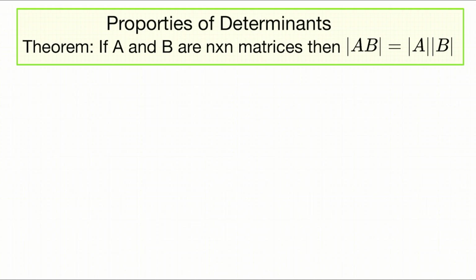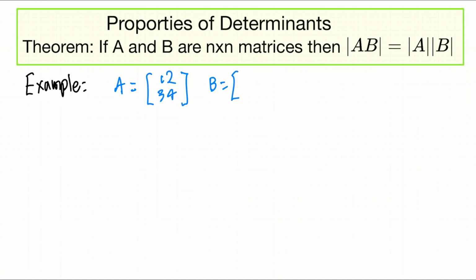So let's look at, so here's our example. We're going to let matrix A be equal to 1, 2, 3, 4. Matrix B be equal to 2, minus 1, 1, 2. Okay, first thing we need to do is determine the determinant of A.